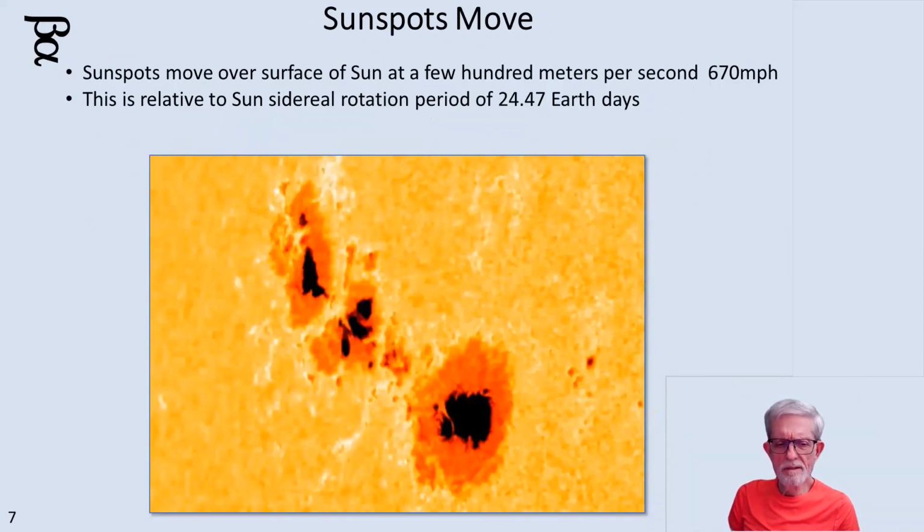So sunspots move. Sunspots have their own velocity when they first form, they're under 1,000 miles an hour, hundreds of meters per second. But the sun rotates.